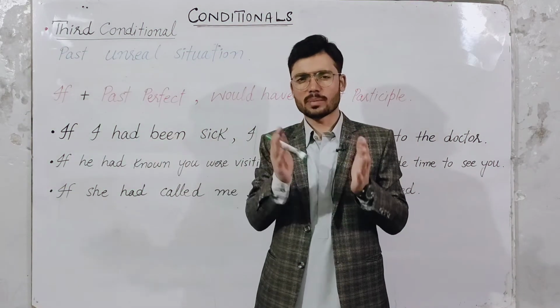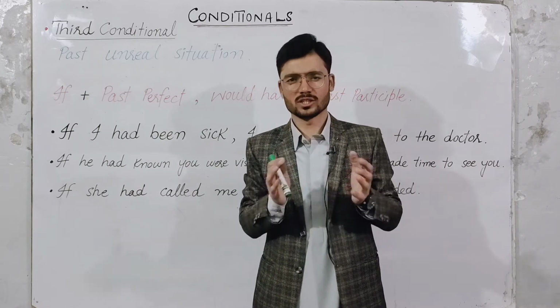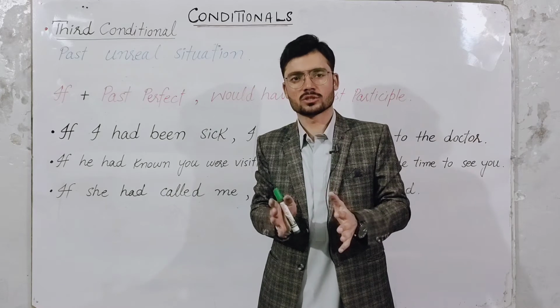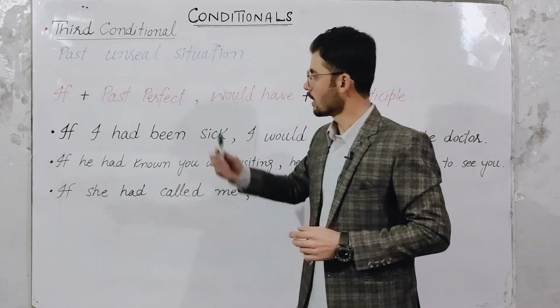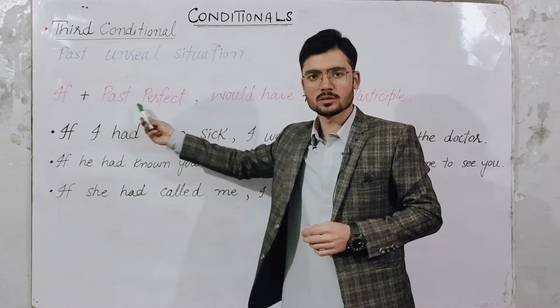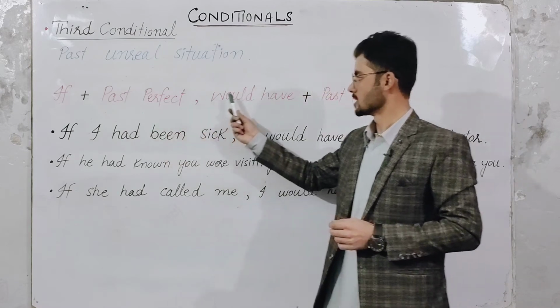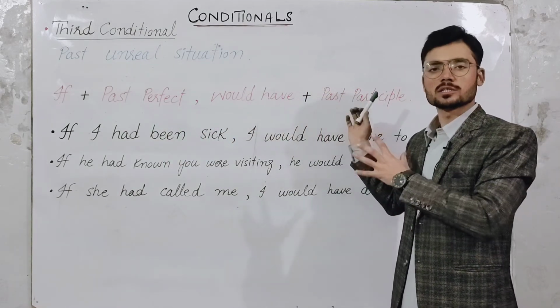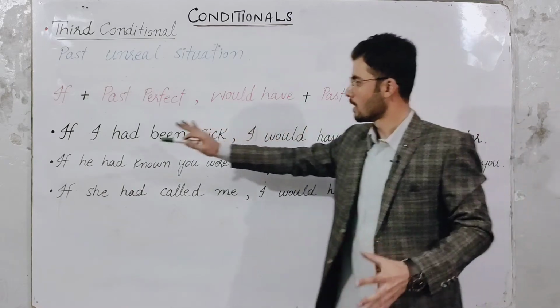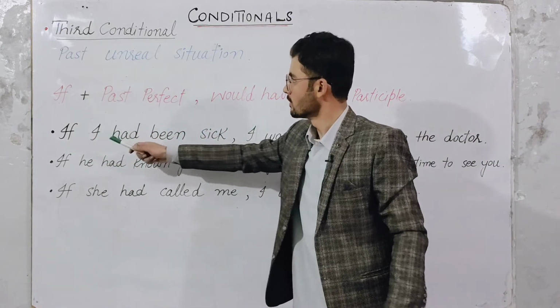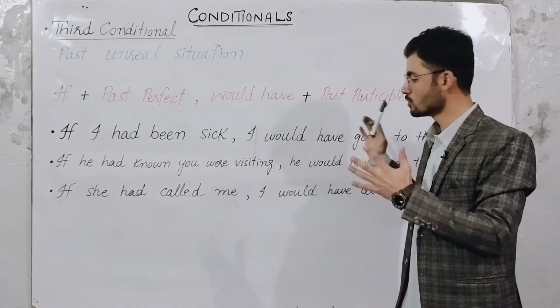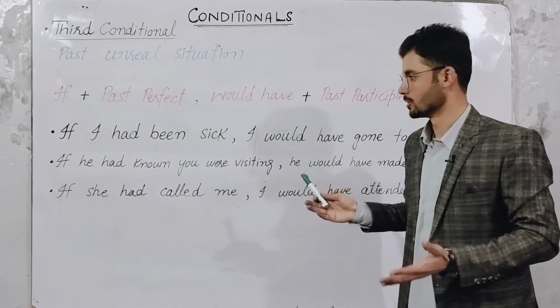Third conditional is the past unreal situation. Third conditional is quite different from the zero, first and second conditionals. In the if clause we use past perfect tense, and in the result clause we use would have plus past participle. Some examples of the third conditional: if I had been sick, I would have gone to the doctor.